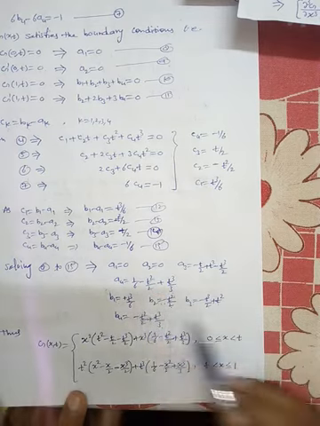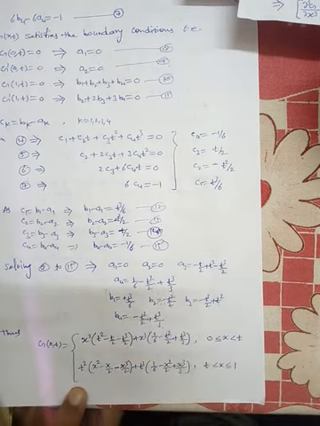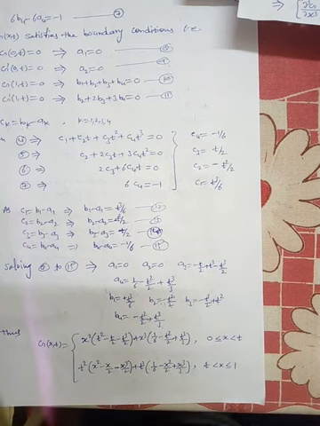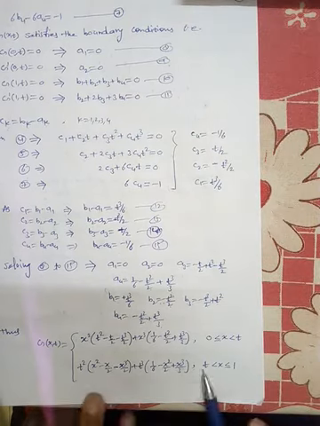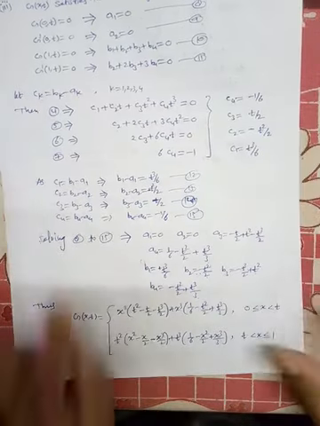Now substitute these values of a1, a2, b1, b2, a3, b3, a4, b4 here, and so g(x,t) is given by this. So this is the Green's function. Okay, so this is the way we can find out the Green's function.